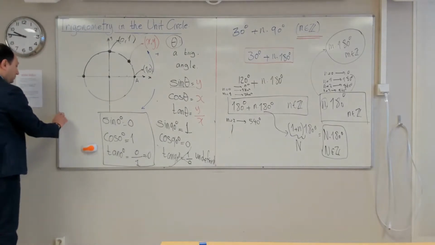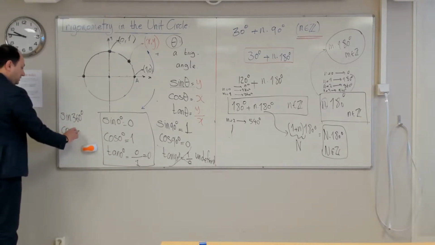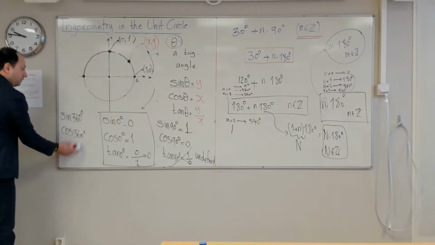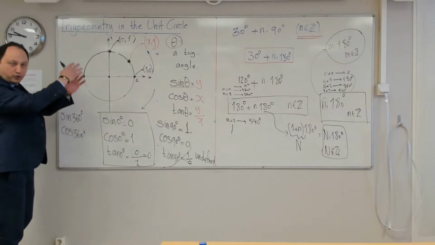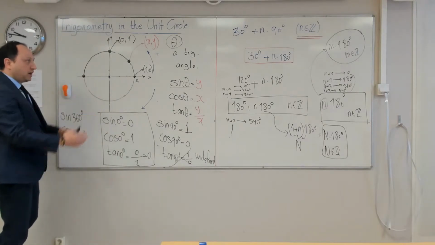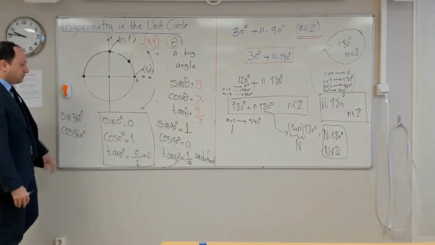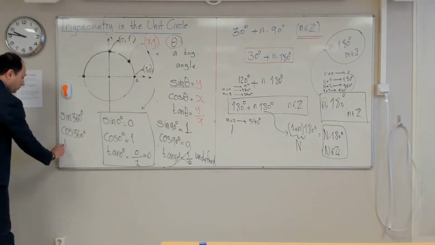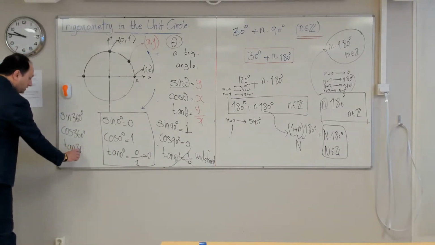Let me ask you another one. What is sine of 360 degrees, cosine of 360 degrees? And I will make it formal next time. I will write it correctly. I will write it in a very organized way next time. But I just want you to understand this. So what is tangent of 360 degrees?